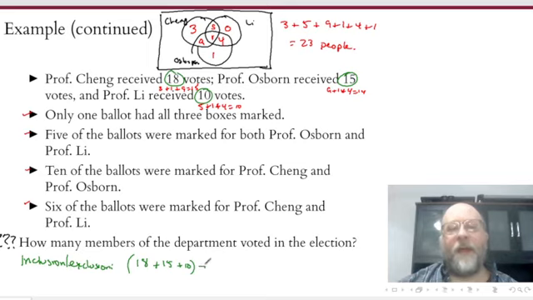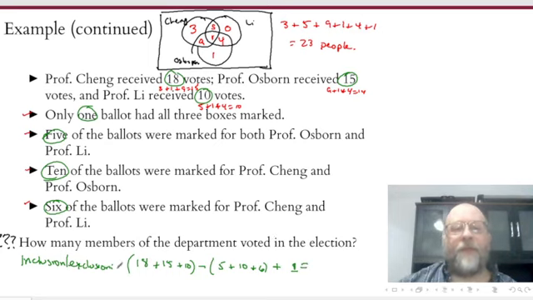Then we change signs, and we look at all of the numbers that represent the faculty members taken 2 at a time. 5 for Osborne and Lee, 10 for Chung and Osborne, 6 for Chung and Lee. So taking it 2 at a time, we have 5 plus 10 plus 6. And then we change signs again, and we now look at the professors taken 3 at a time, and there's only 1 ballot for all 3 professors. So let's add these together.